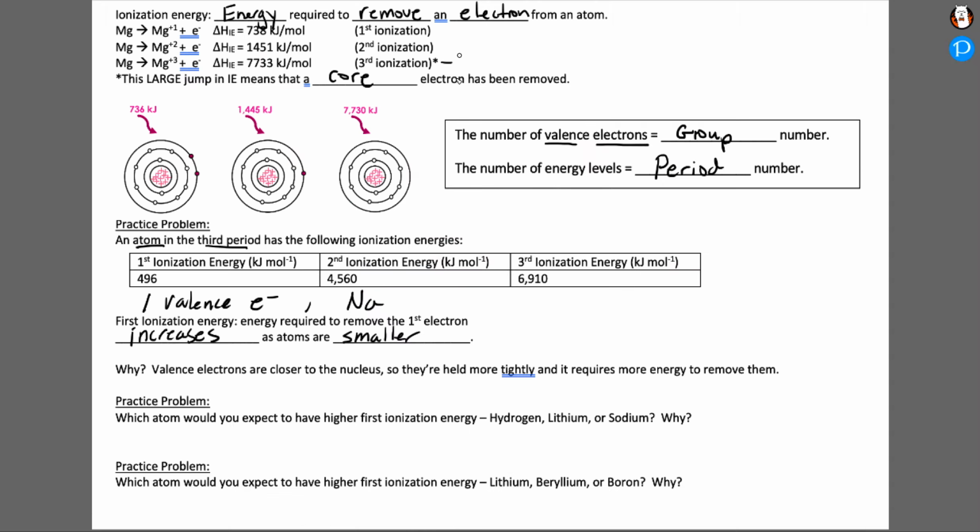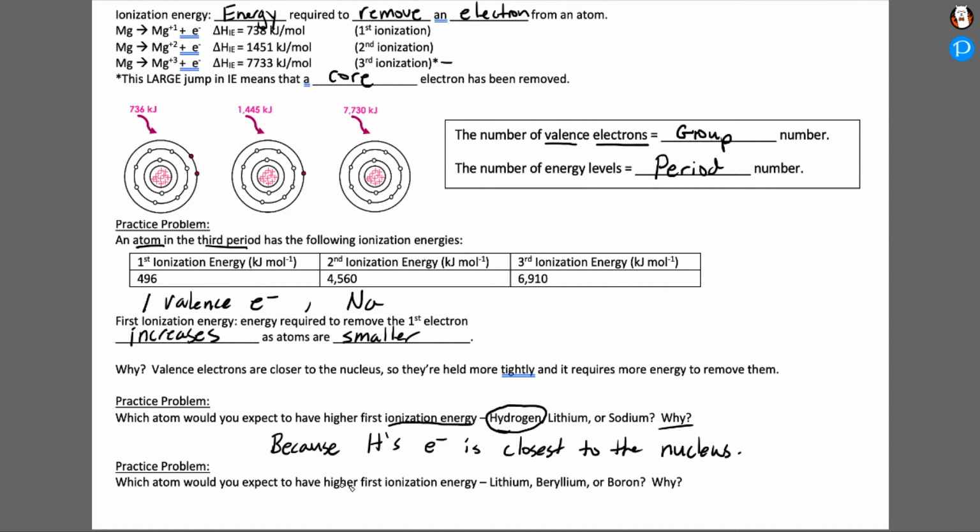So if we come back over here, which one's going to have the highest first ionization energy? In other words, which one's got the strongest hold on that valence electron? It's going to be hydrogen. And then lithium would be next, and then sodium, and then we could keep going down that row. And so we could explain why. Why? Because hydrogen's electron is closest to the nucleus.